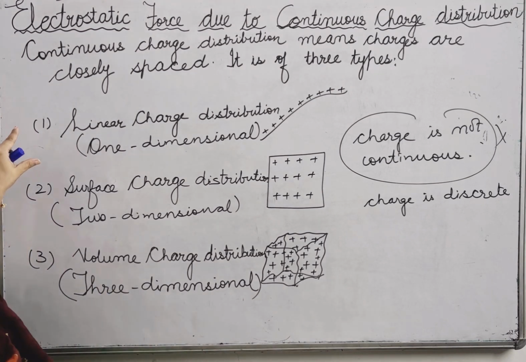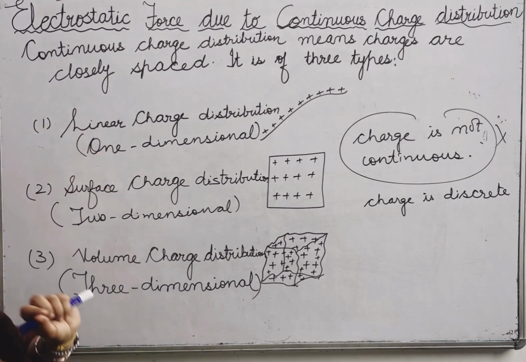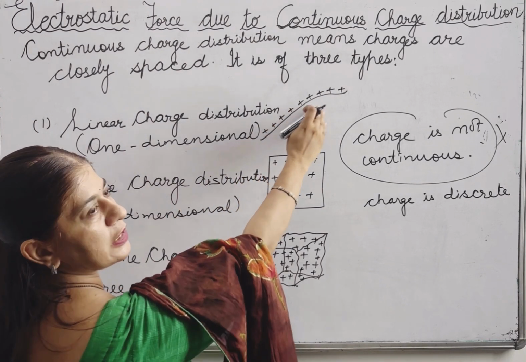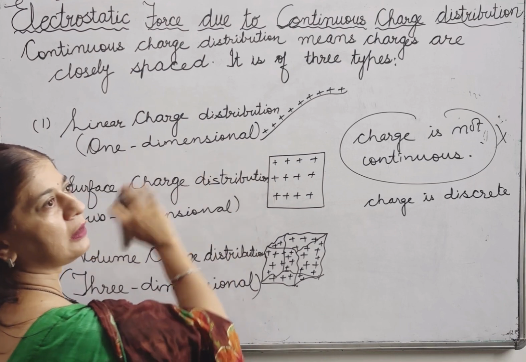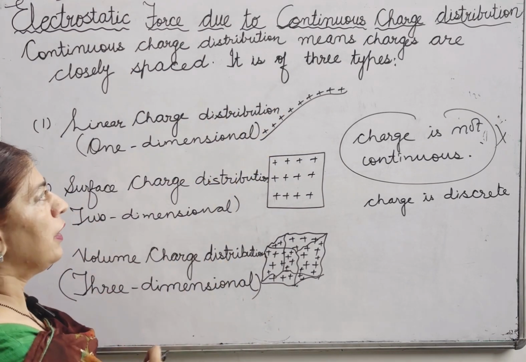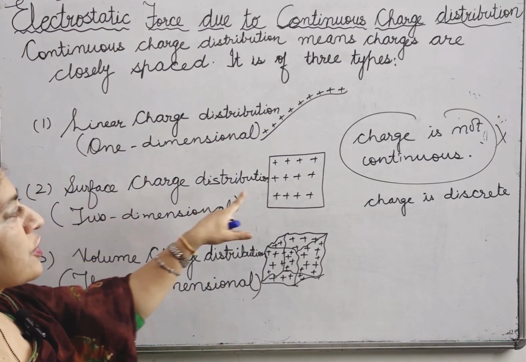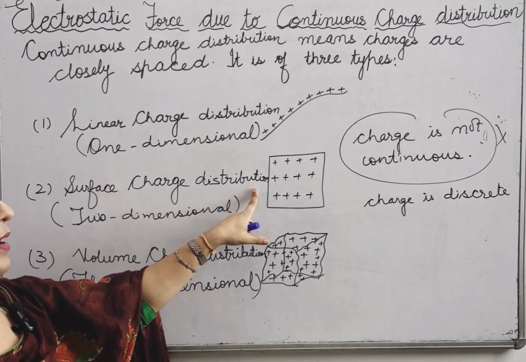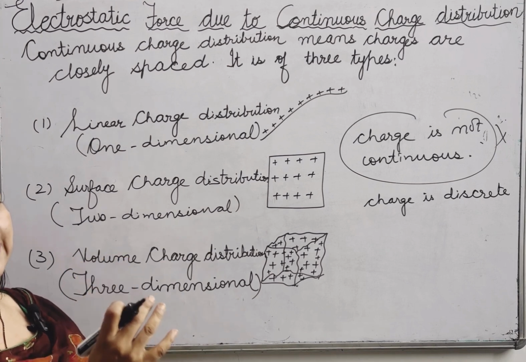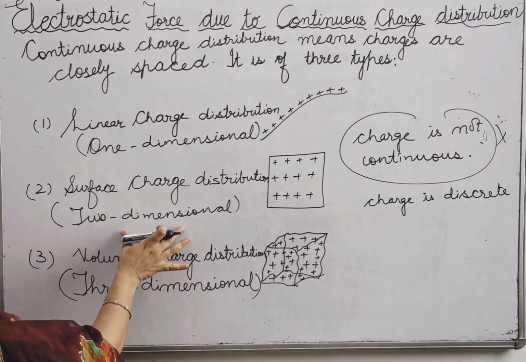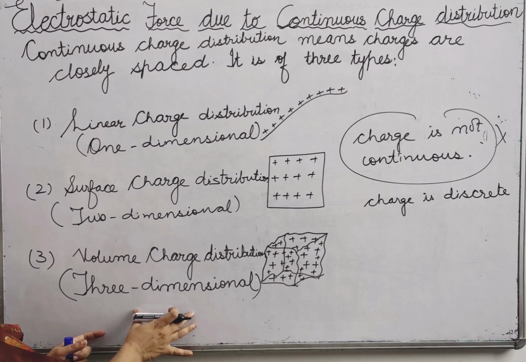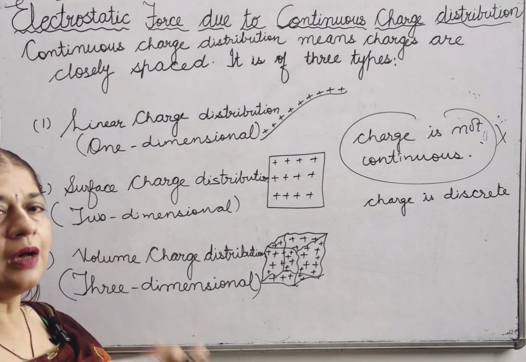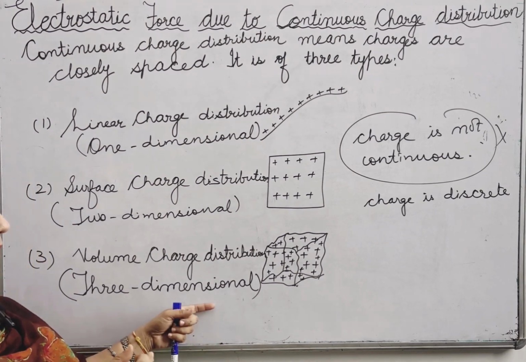It is of three types. The first one is the linear charge distribution, in which the charges are closely spaced and forming a line. The other is the surface charge distribution. Here, the charge particles are placed in a plane, so it is two dimensional. The other is the volume charge distribution, in which the charges are closely spaced within a space, so it is three dimensional.